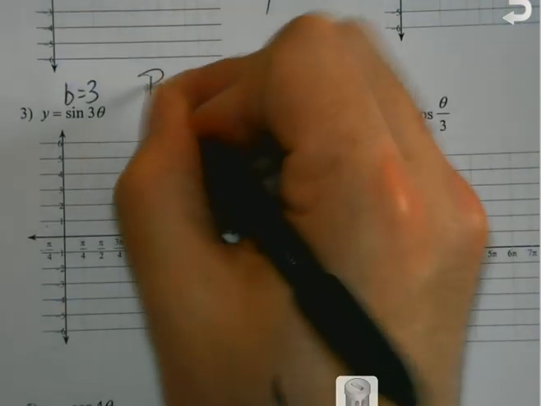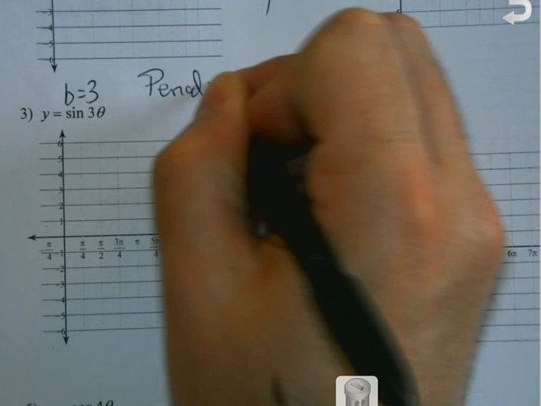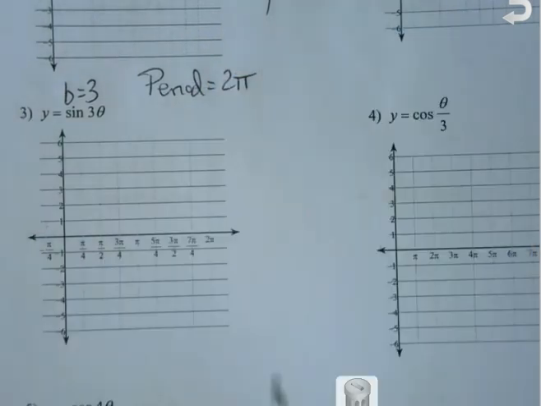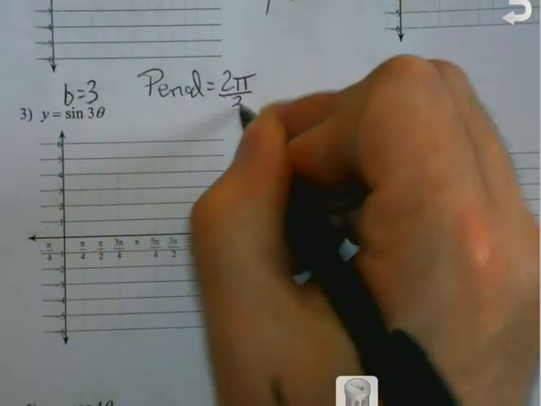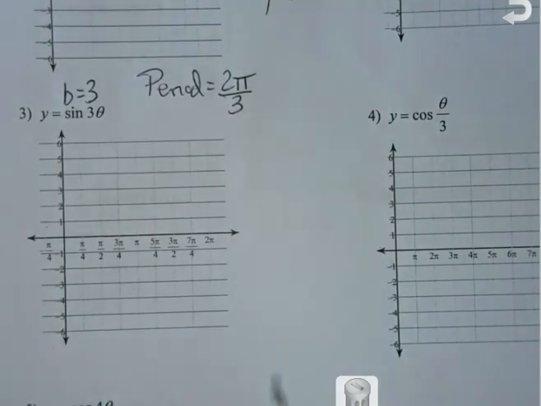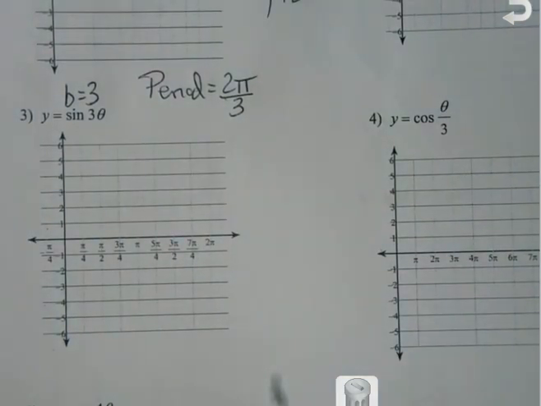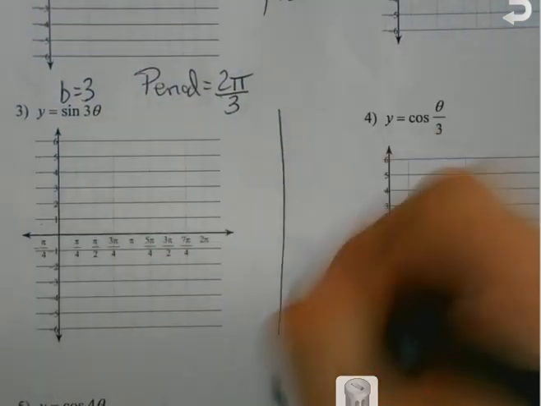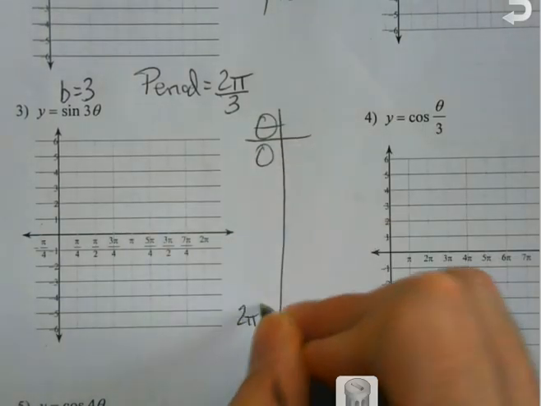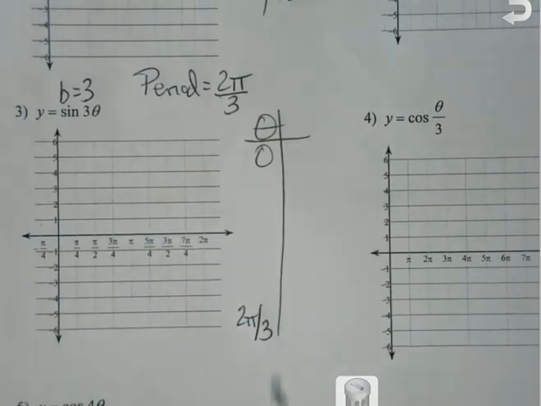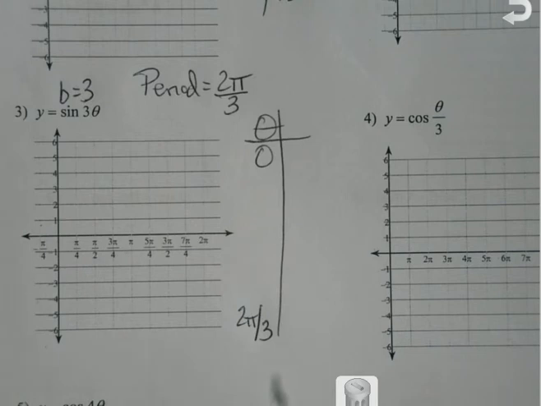So normally my period is 2 pi. But if I have a b value, I divide the period by that value. So that tells me 2 things. First, it tells me that that'll be the last value in my degree measures if I do it right, so it's a nice checkpoint. And there's one other kind of indirect thing it tells me.